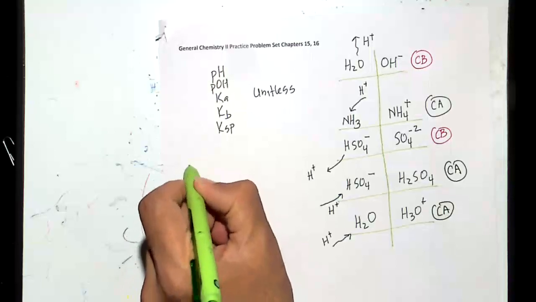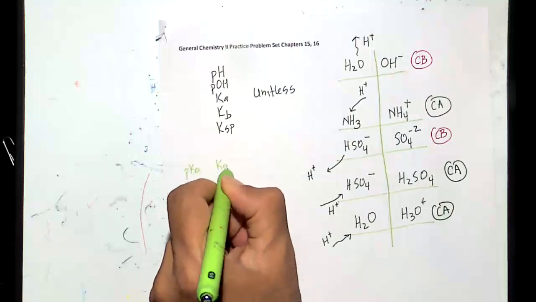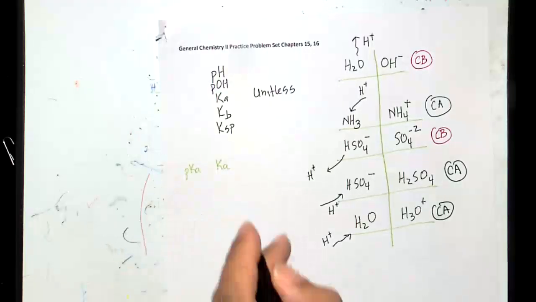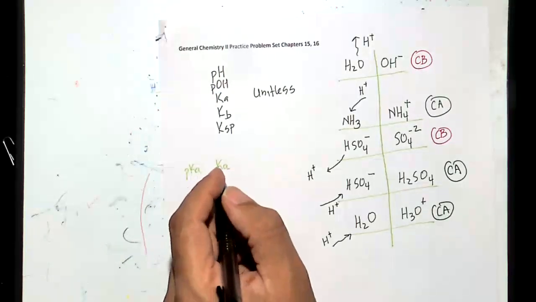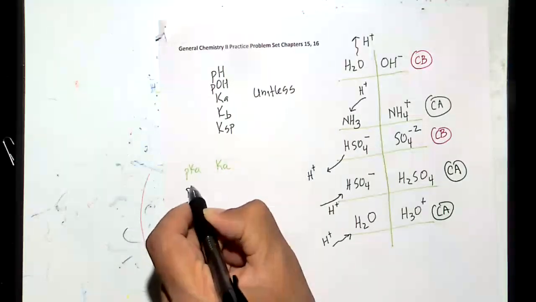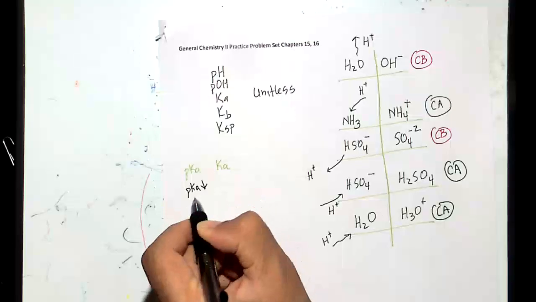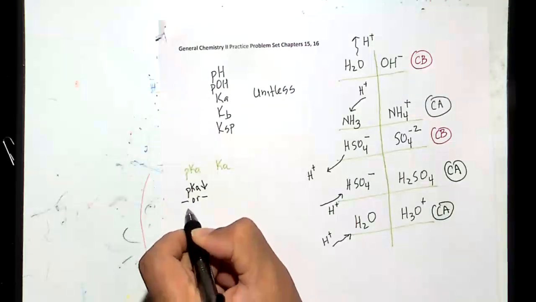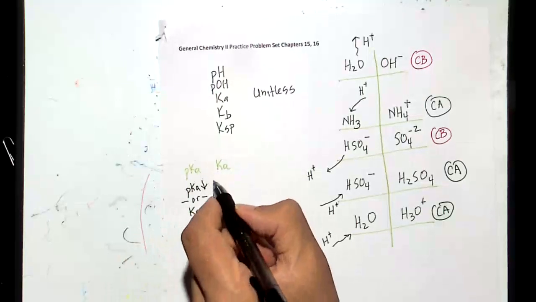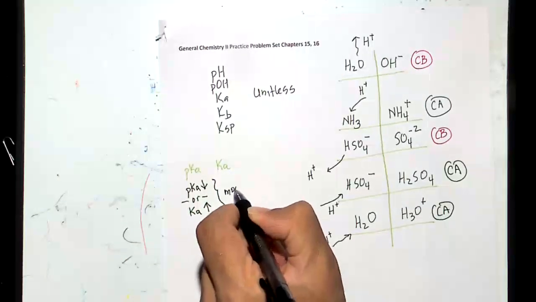Also, ranking acids. If I give you the pKa and the Ka, which is most acidic? Again, this is short answer. You don't need to bring a calculator, but which is most acidic? You're going to find the one that has the lowest pKa or highest Ka. This represents the most acidic.